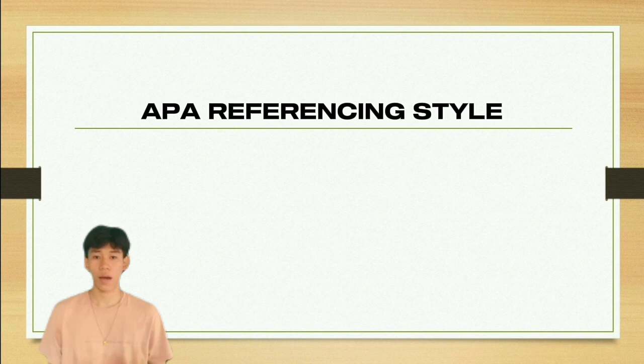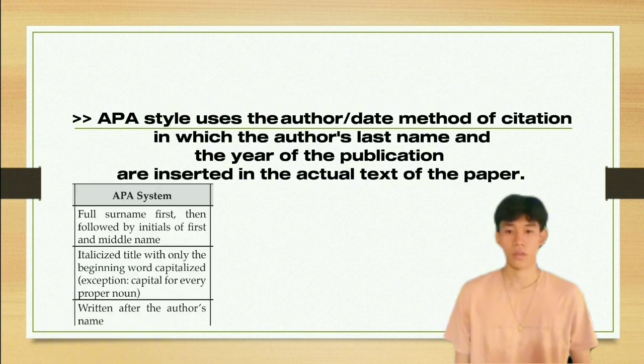So now, I will discuss to you the APA referencing style. APA referencing style uses the author-date method of citation in which the author's last name and the year of publication are inserted in the actual text of the paper.